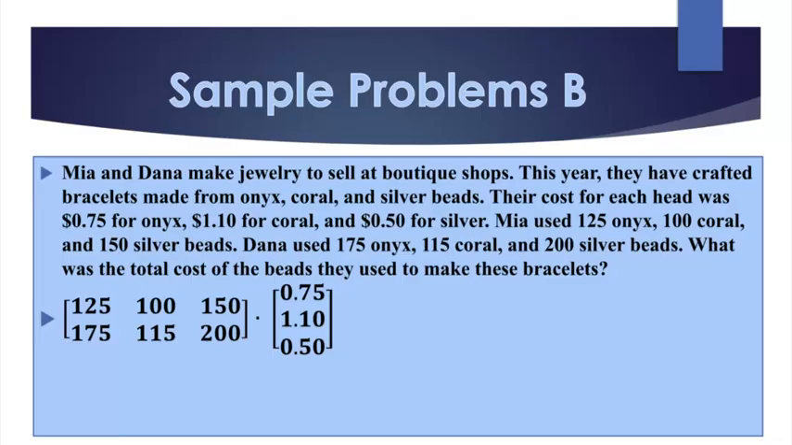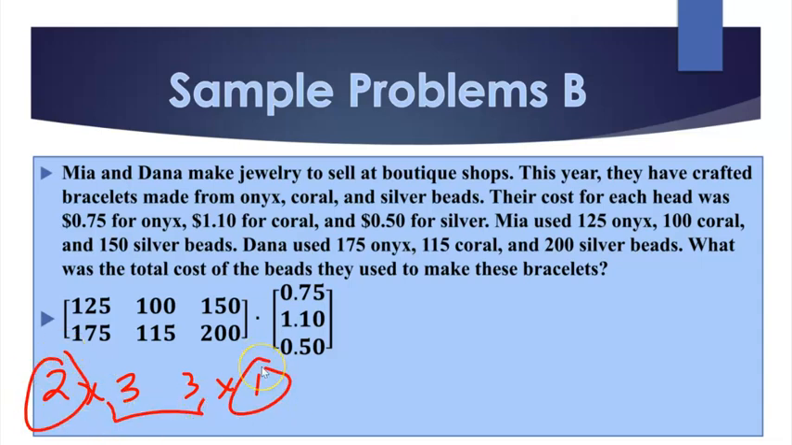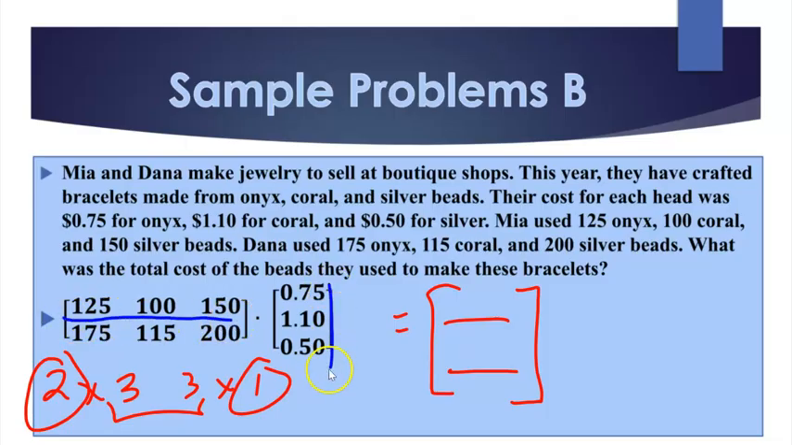So the first thing I want to do is just check the dimensions. So this is a 2 by 3, and this is a 3 by 1. Since the middle two are the same, my answer is going to be a 2 by 1. So 2 rows, 1 column. So it's going to look like that. So I'm going to take row 1 times column 1.